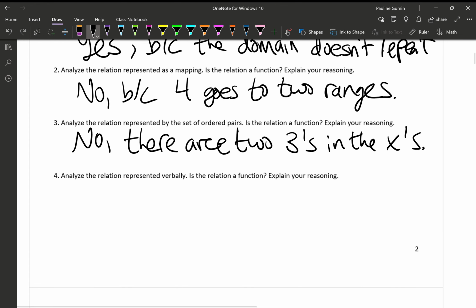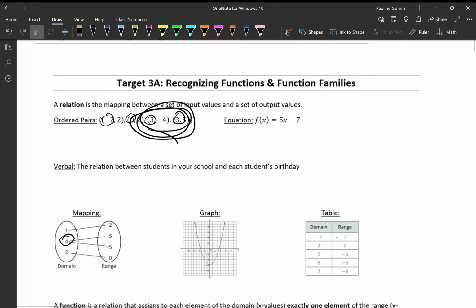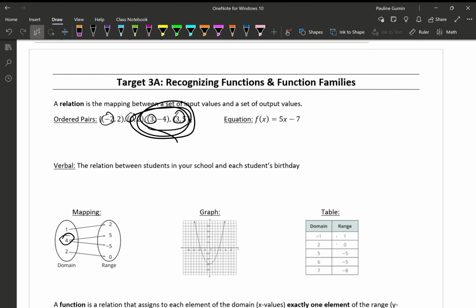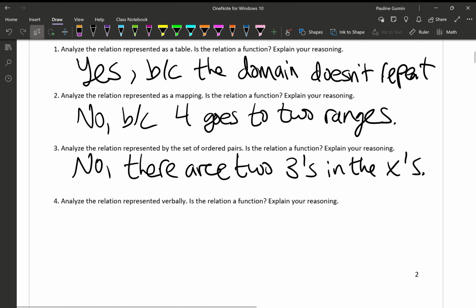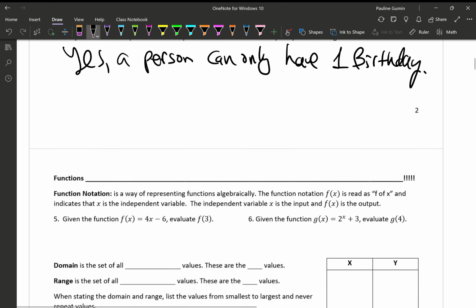And lastly, let's look at the verbal representation. What do we have here? Students and each student's birthday. Okay, yeah, that's a function because a student only has one birthday. They're only born on one day. Yes. A person can only have one birthday.